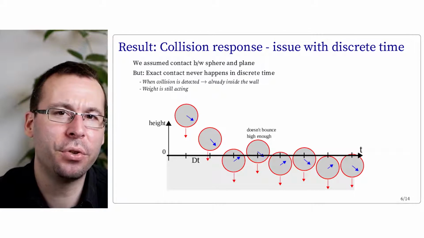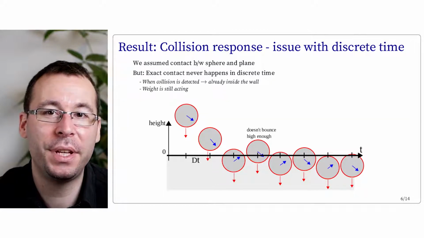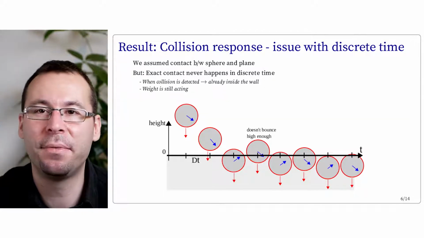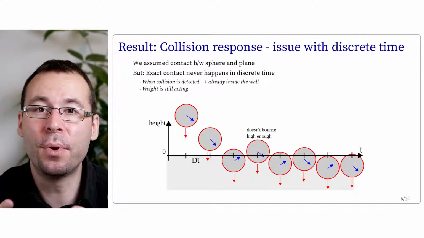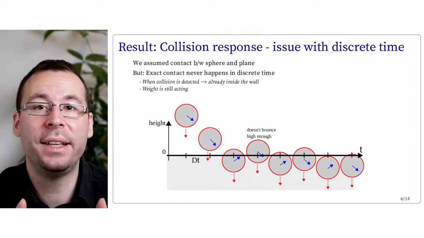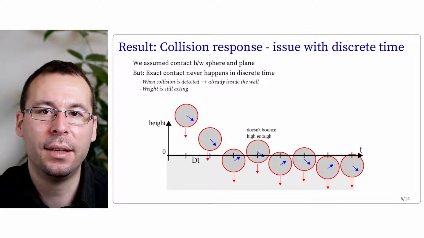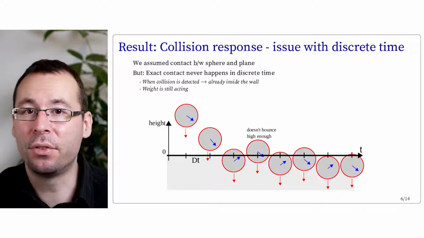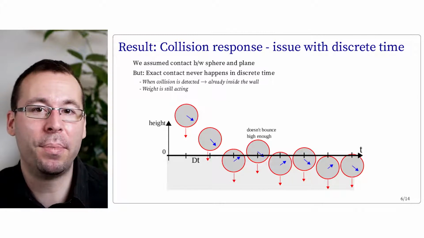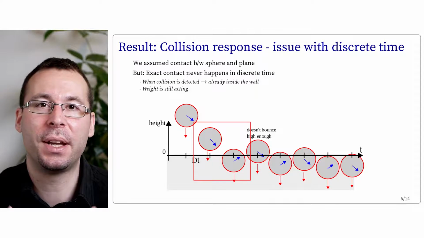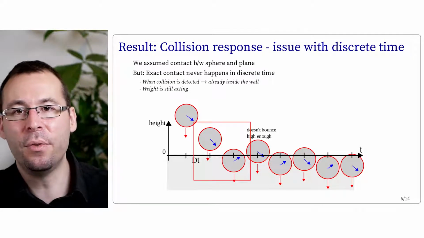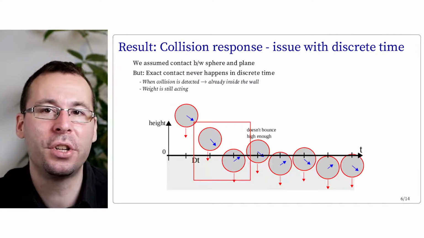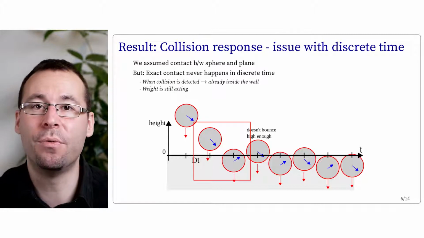So actually, we should come back and remember that we did all our analysis of velocity modification, supposing that the sphere was actually in contact with the plane. But we are using a numerical integration along finite time steps. And exact contact of our sphere with the plane will actually never happen with time discretization. Actually, once you have detected the collision, your sphere is already inside the wall.